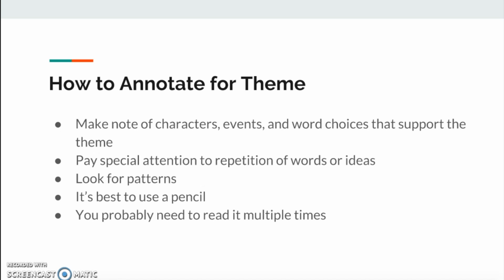I'm going to want you to be able to annotate for theme. Annotation is basically pointing out patterns, ideas, thoughts you have in your reading as you go, and this is going to help you a lot when it comes to further analysis of works than you're probably used to doing. So when I'm looking for theme, I make note of characters, events, and word choices that support the theme in some way, that relate to it in some kind of way. And anytime you're analyzing anything, you need to pay special attention for repetition of words or ideas. Look for patterns. It's probably best to use a pencil, and you're probably going to need to read it multiple times. All right.